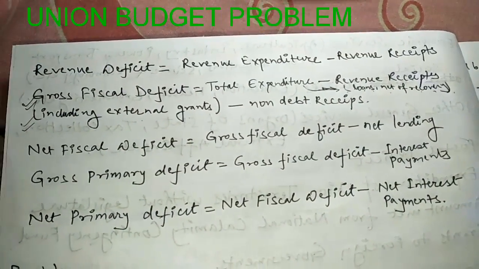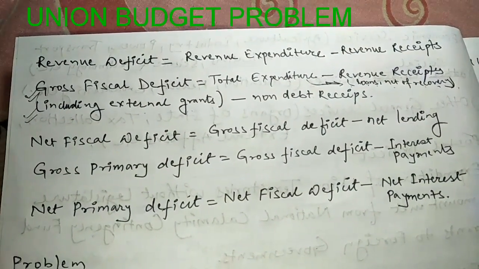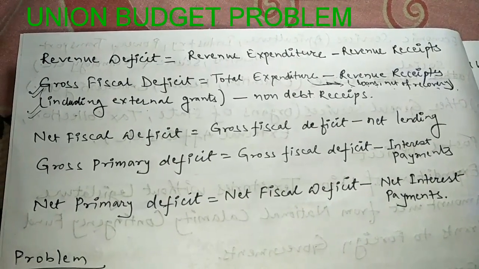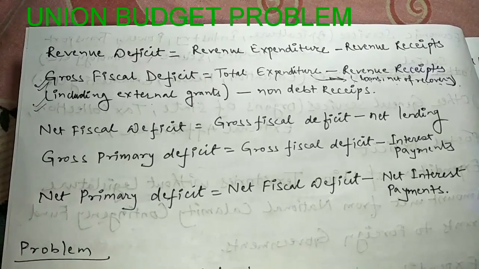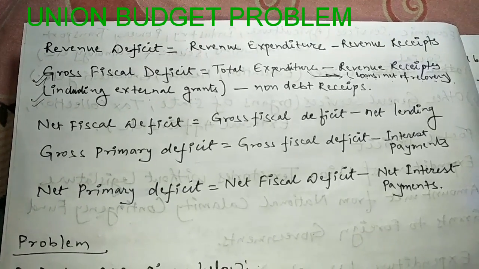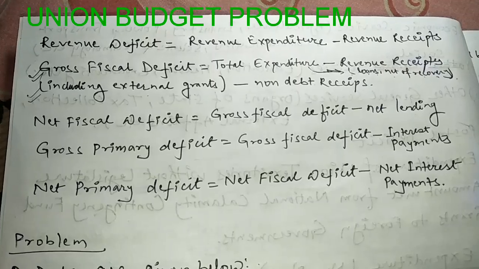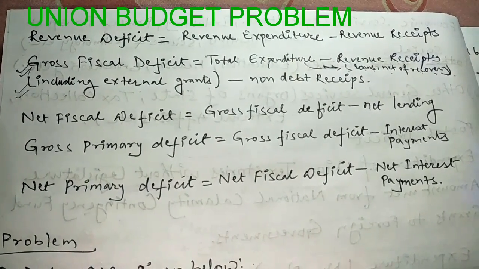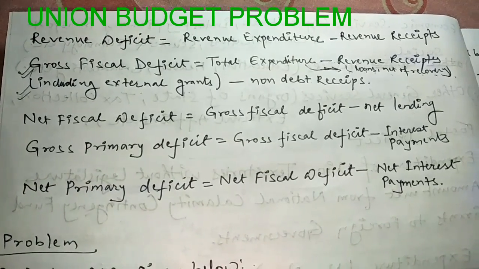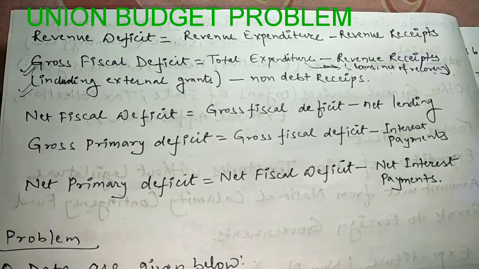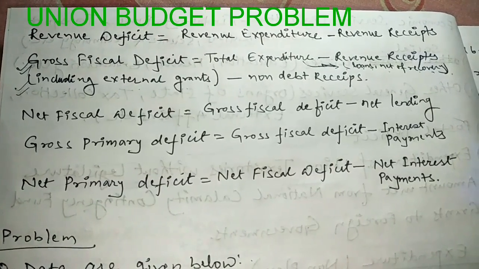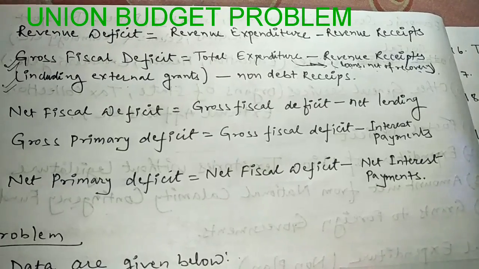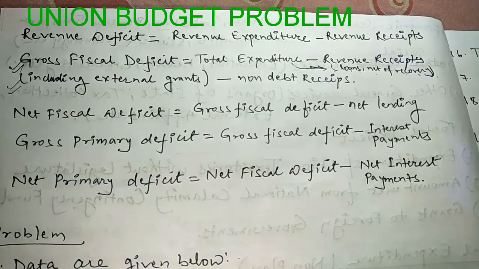Revenue deficit. Yesterday I taught you the GDP concept and the union budget in theory, but now I am only giving you some outline. Revenue deficit is calculated using the formula: revenue expenditure minus revenue receipt. First of all, you should know about revenue expenditure, what components come in it, and what components come in revenue receipts.